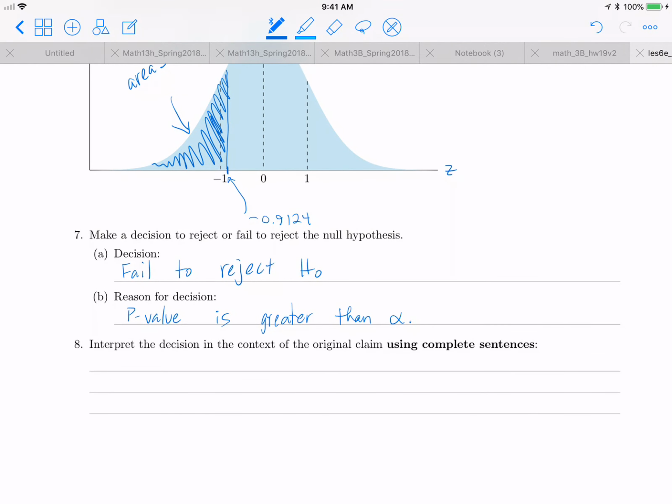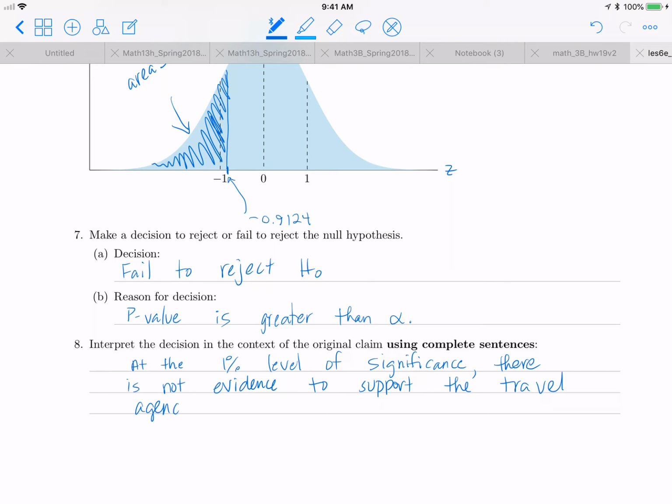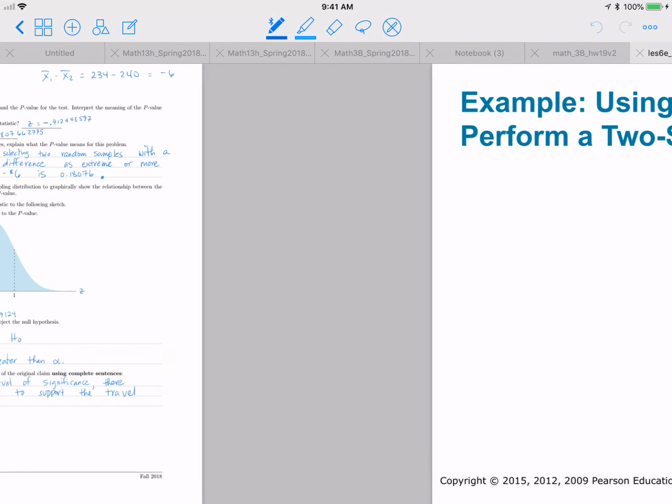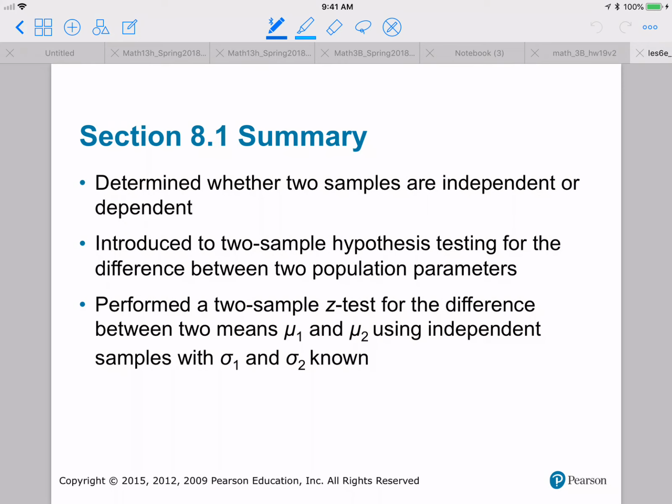And interpret the decision in the context of the original claim using complete sentences. Okay, here we go. So at the 1% level of significance, there is not enough evidence to support the travel agency's claim. Okay. So this is a summary of what we've done today, and thank you.